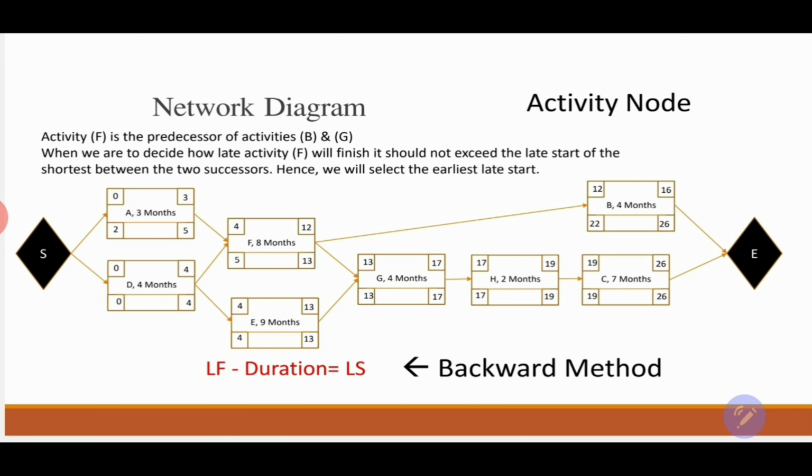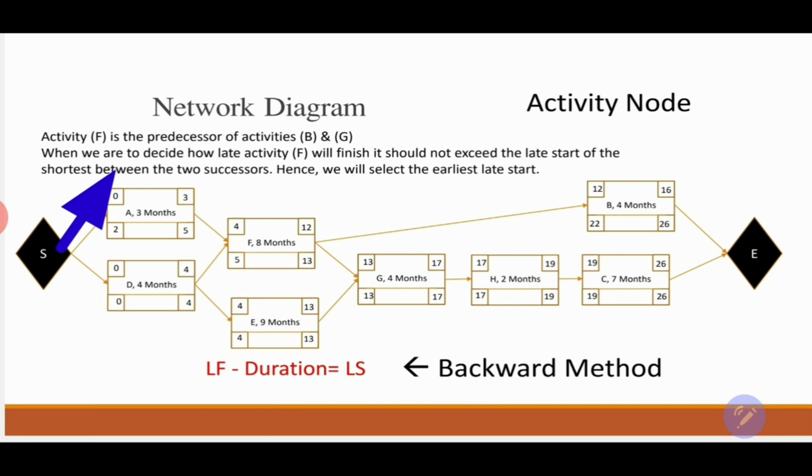Now, since F has two successors, activity B and activity G, in the forward method we said you select the highest early finish of the predecessors, and you will have it as the early start of the successor. When we are doing the backward method, since we have two successors over here for one predecessor, we're going to select the shortest late start from the successors. Sorry, let's say that again.